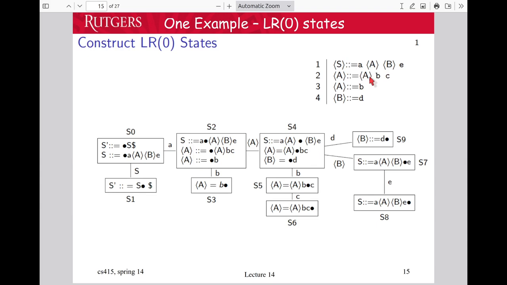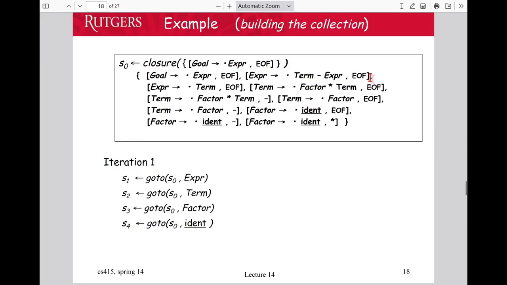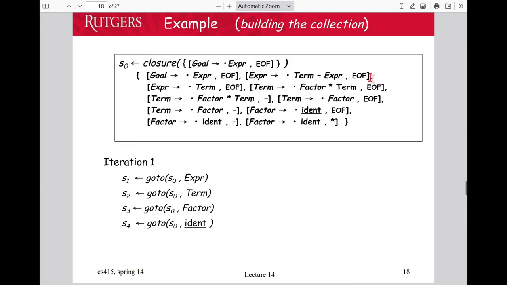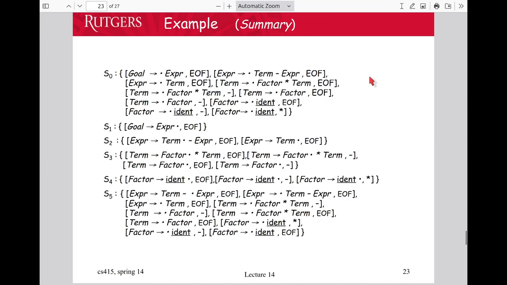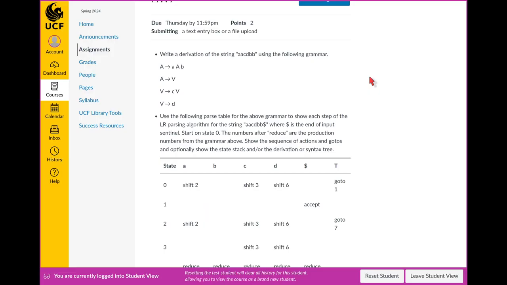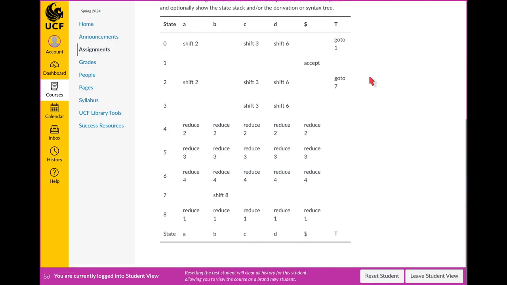The algorithm is much more nitpicky when you actually go to do it, and it's a little painful. But what we end up with is two tables. Let me go into an actual example, the actual example for homework, so that'll be more relevant.